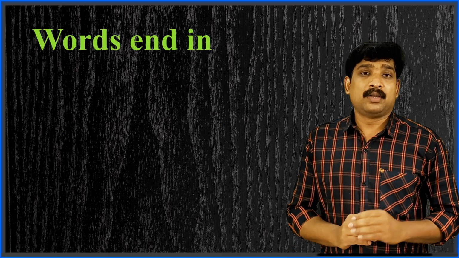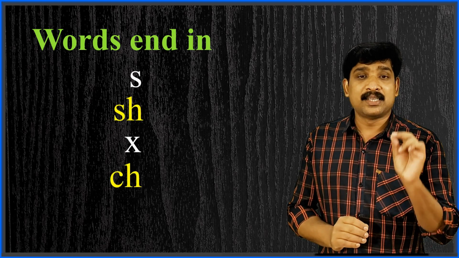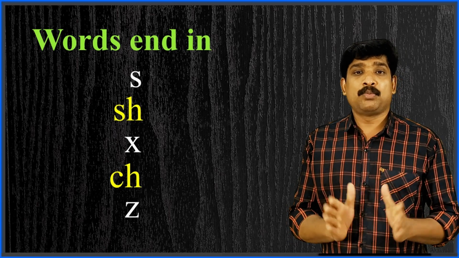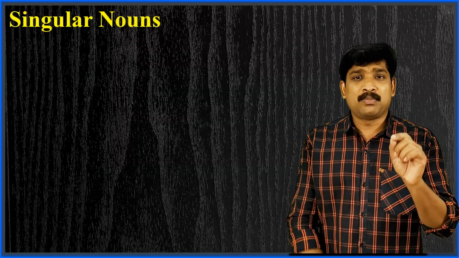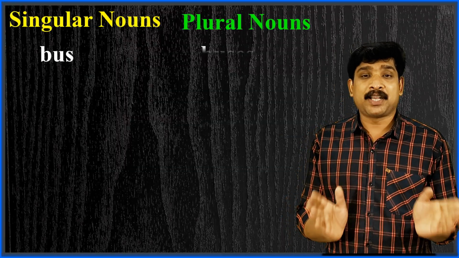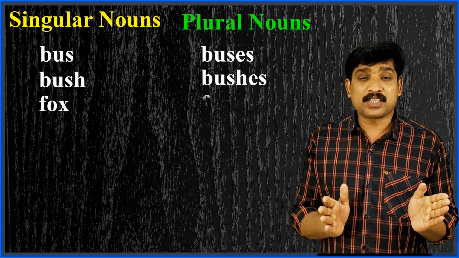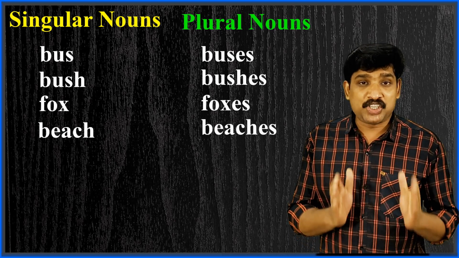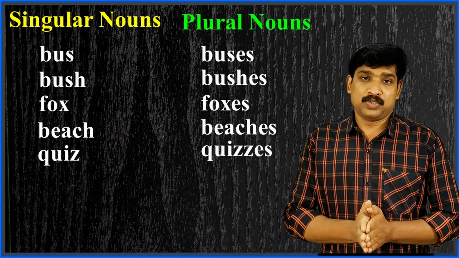Let us move on to the other rules. Let us talk about words that end in S, SH, X, CH or Z. Now, to make the plural form of these nouns, you will add ES. Now let us review some words together. Bus becomes buses. Bush becomes bushes. Fox becomes foxes. Beach becomes beaches. Quiz becomes quizzes.